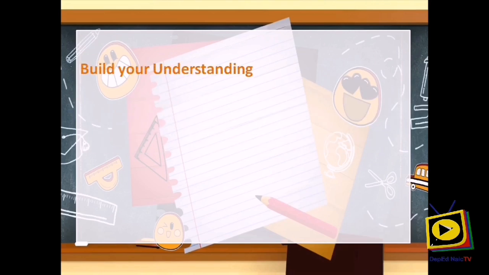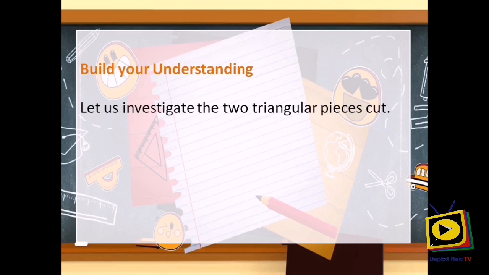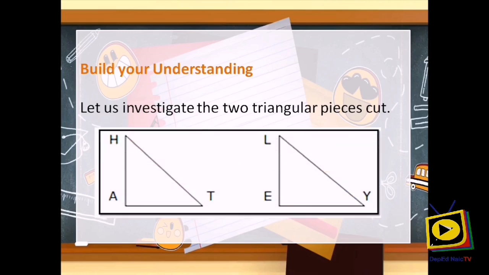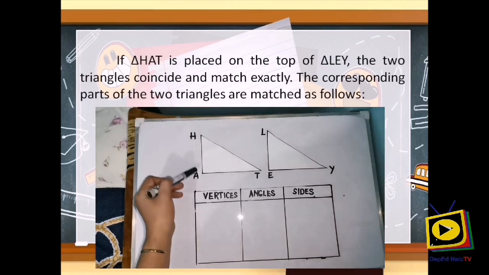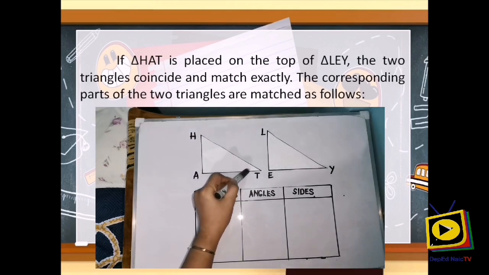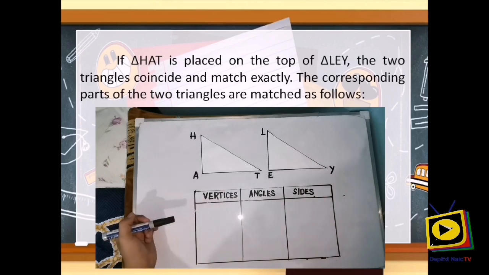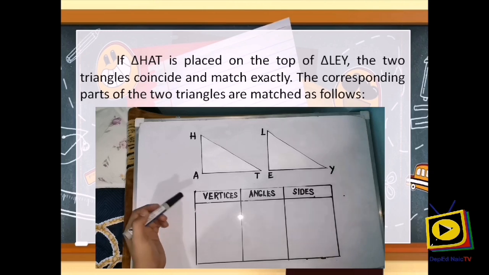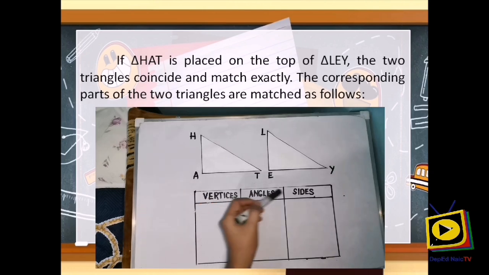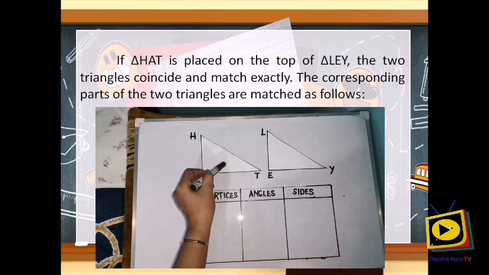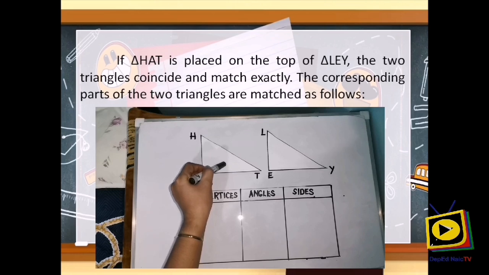Build your understanding. Let us investigate the two triangular pieces cut. The triangles named triangle HAT and triangle LEY. If triangle HAT is placed on the top of triangle LEY, the two triangles coincide and match exactly. The corresponding parts of the two triangles are matched as follows. So now we are going to list all the vertices, all the angles, and all the sides of the given two triangles which are congruent and correspond with one another.